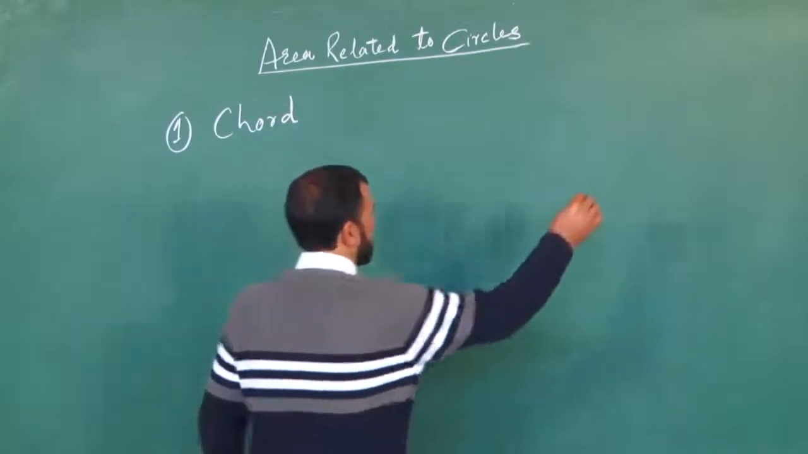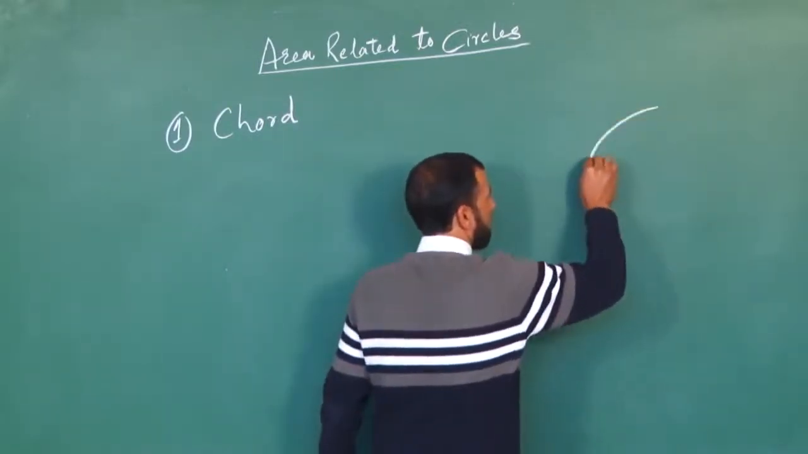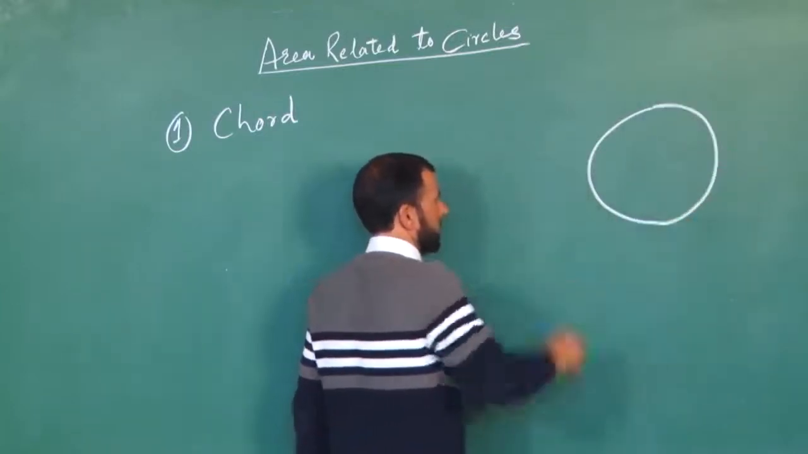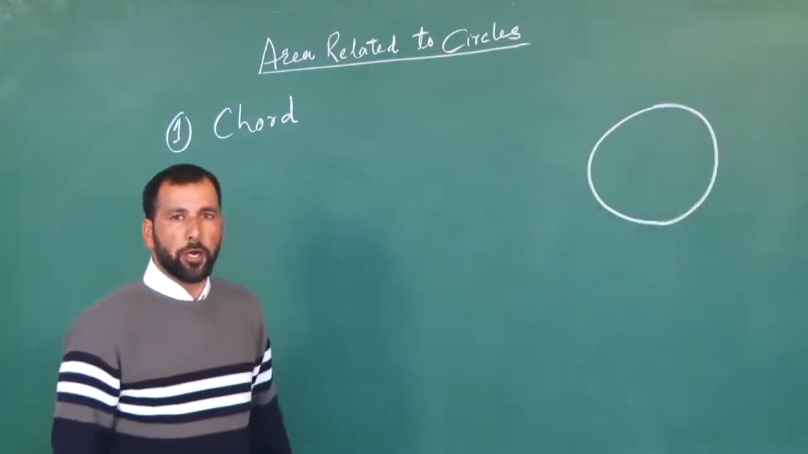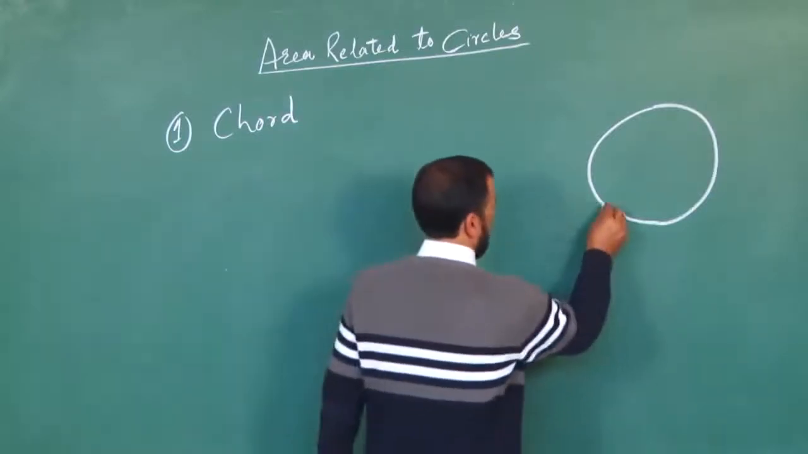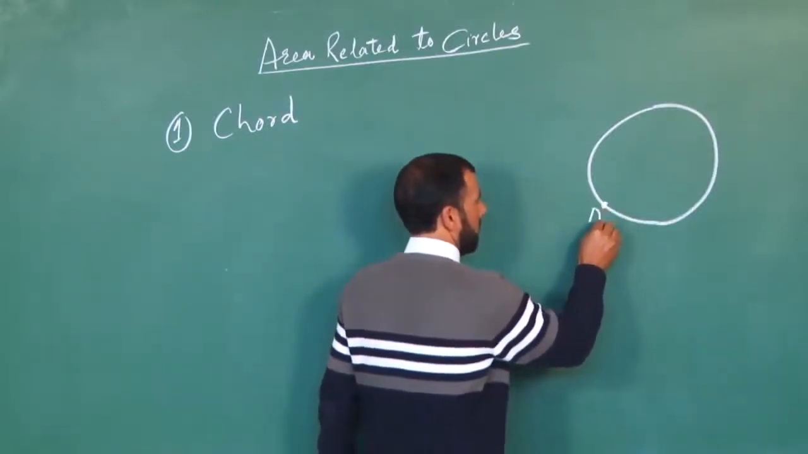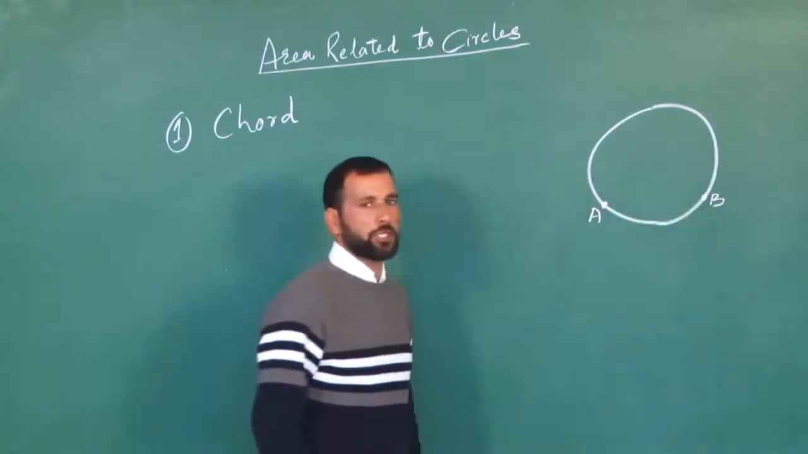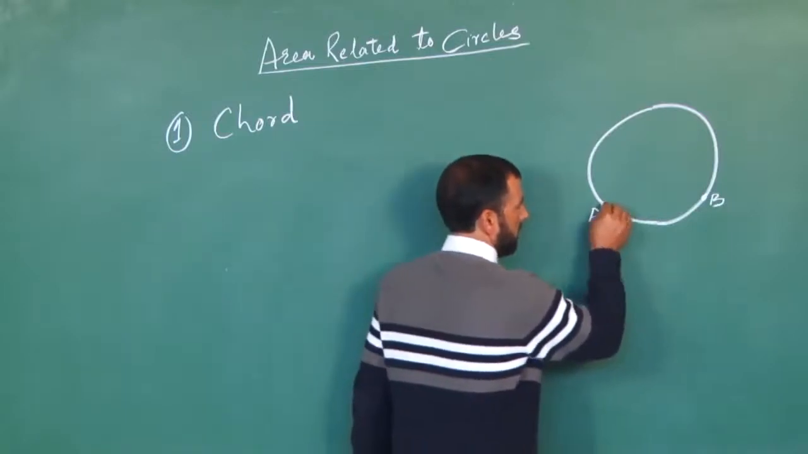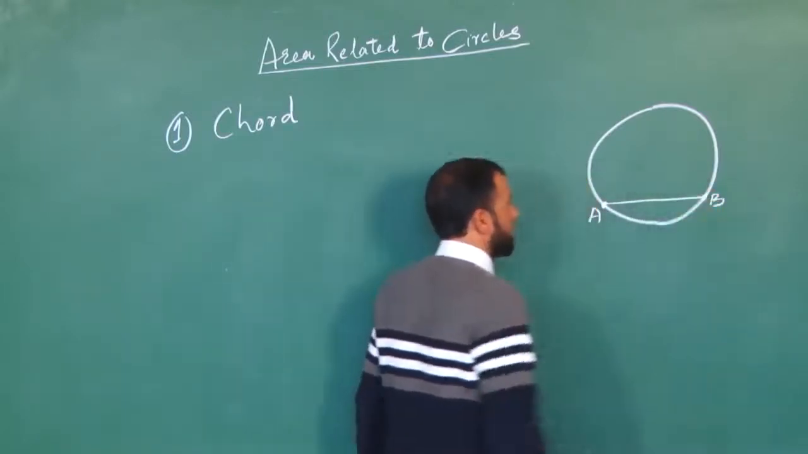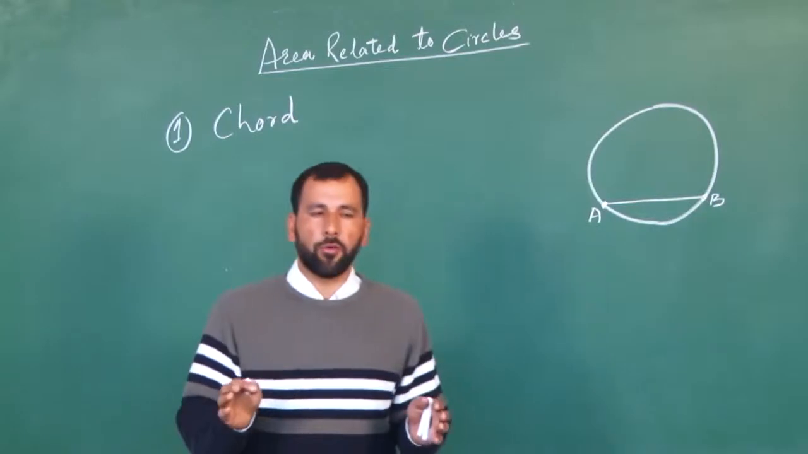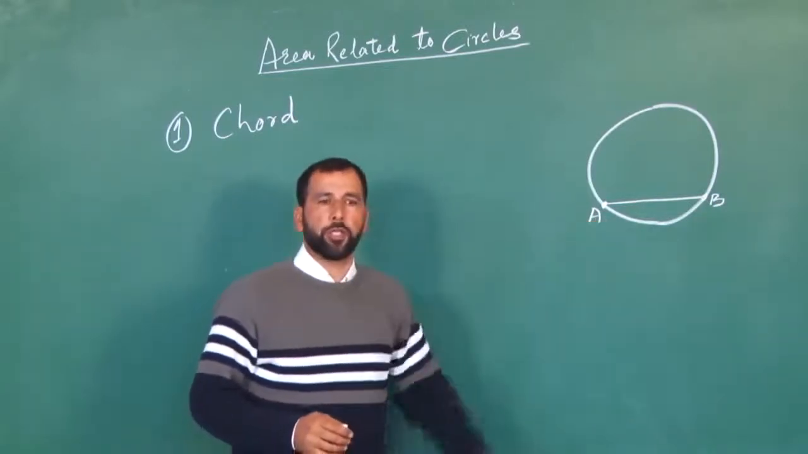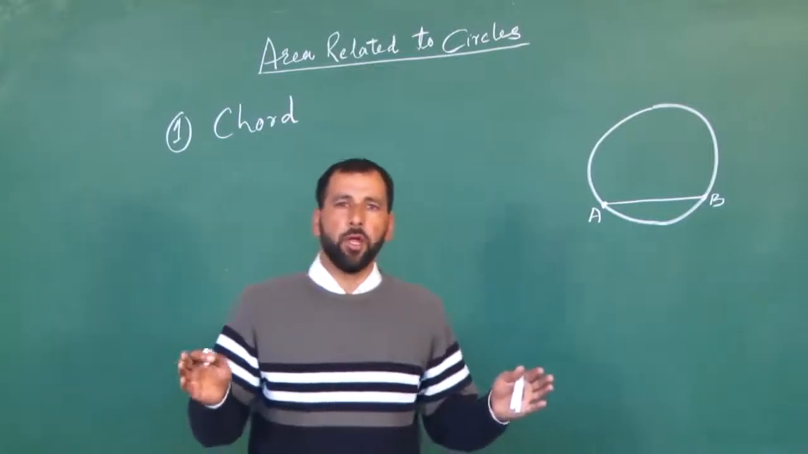Like if we draw a circle here, we take any two points on the boundary of a circle. Let this be a point A here and this one be point B. If we join the points A and B, this line segment is said to be a chord of a circle. A chord is a line segment whose two endpoints are on the circumference of a circle.